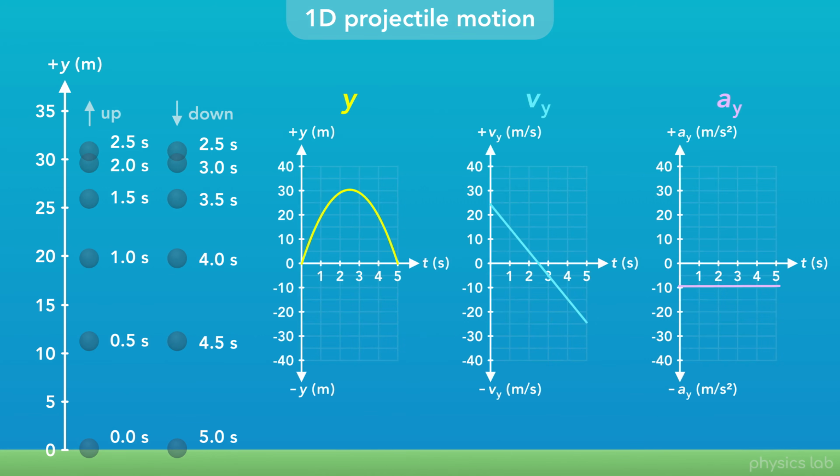This applies to all motion graphs, not just projectile motion, but the slope at a point on the position graph is the velocity at that time, and the slope at a point on the velocity graph is the acceleration. The acceleration in projectile motion is always 9.8 meters per second squared downwards, which in this case is negative. So the slope of the velocity graph is constant, and it's a straight line. The velocity changes, so the slope of the position graph changes, which makes it a curved line.